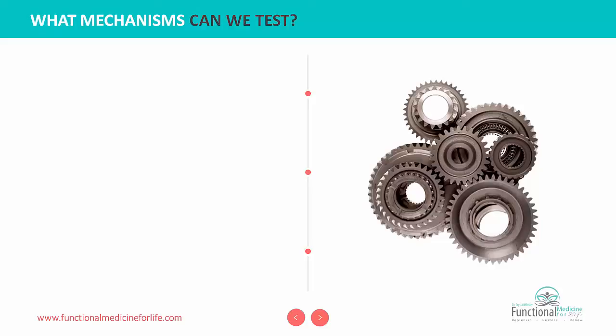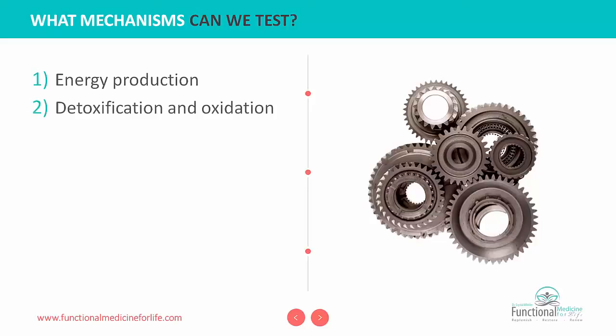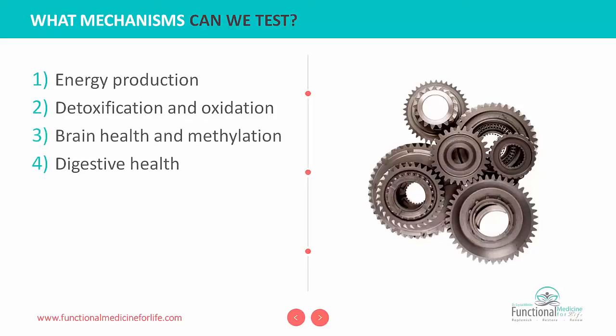and these chronic illnesses require a more global approach instead of a single organ approach. With functional lab testing, we can test things like energy production, which occurs in the mitochondria. We can measure detoxification and oxidation. We can measure brain health and methylation factors. We can look at digestive health. We can identify stress and inflammatory issues.